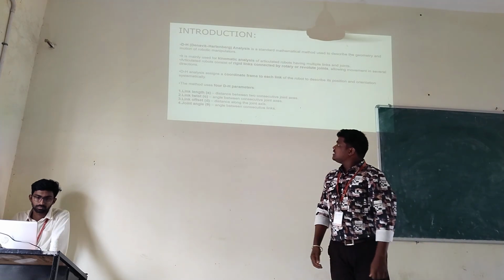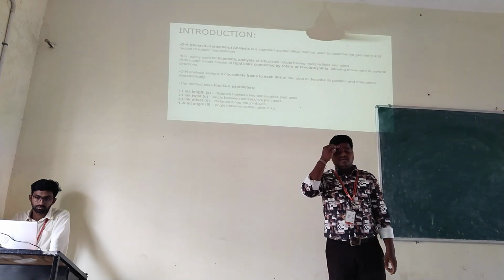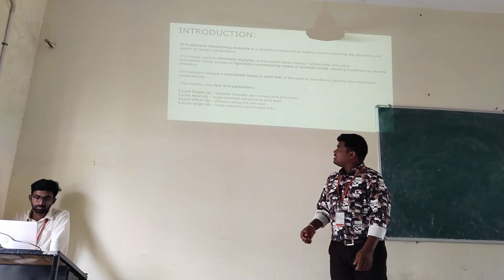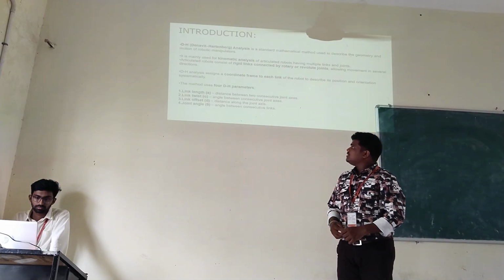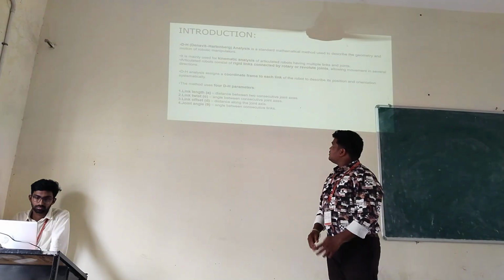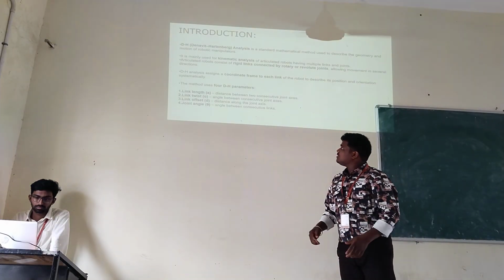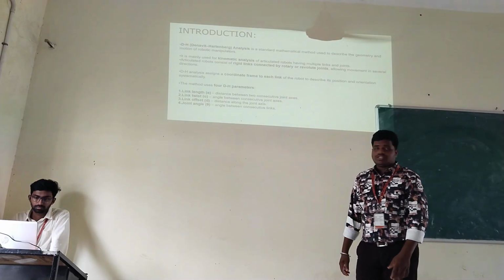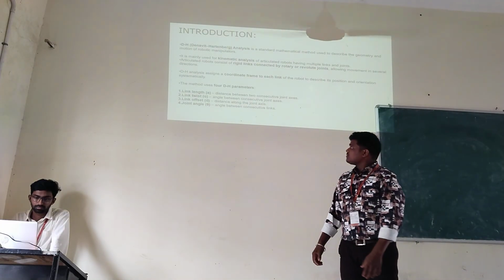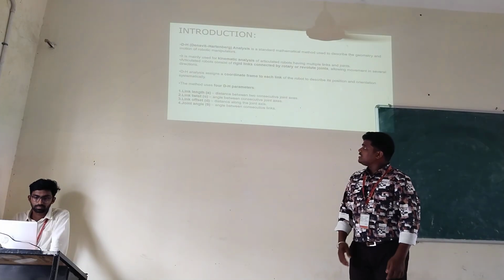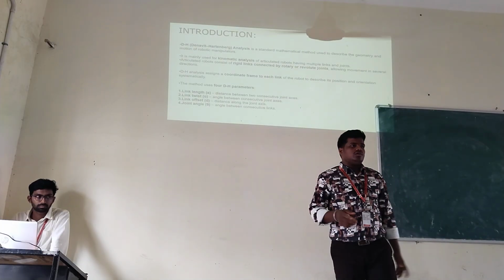First one is link length, which is denoted by A, and link twist, alpha, link offset, D, and joint angle denoted by theta. Link length is the distance between two consecutive axes. Link twist is the angle between consecutive joint axes. Link offset is the distance along the joint axis. Joint angle means the angle between consecutive links.